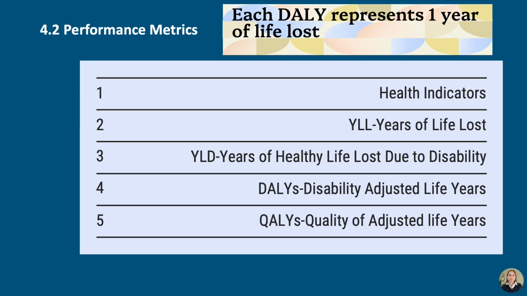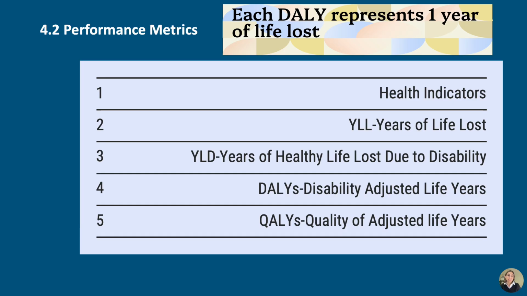When we think about performance metrics and health indicators, what we're saying is these are health-related measures of data, referring to a health status. For example, years of life lost is measuring premature mortality, considering the frequency of death and the age at which it occurs. And then years of healthy life lost due to a disability: here we're talking about the number of years lost because of an onset of disability or illness.